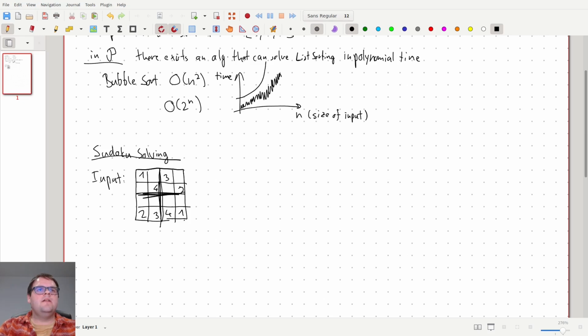And then, for example, the output could be a solved version of this. So if we draw this out, in order to solve it, we would need to, well, let's just copy the clues in first. And then a solution would be, I'm just going to copy the solution here.